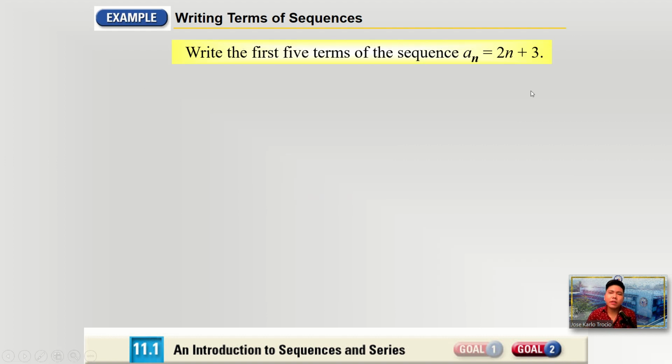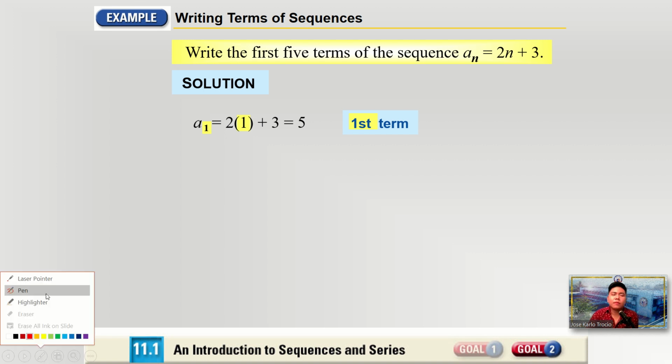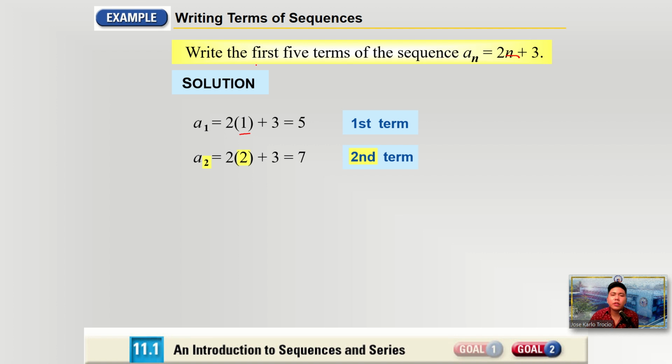In this example, you have the equation a sub n is equal to 2n plus 3. So again, what is n? n is the domain, something you substitute in. Find the first 5 terms. The first term should be 5. Why is it 5? Let me use the pen. It is 5 because you substitute the first term, the domain, n equals 1. 2 times 1, that is 2, plus 3, 5. Simple. The second term is 7.